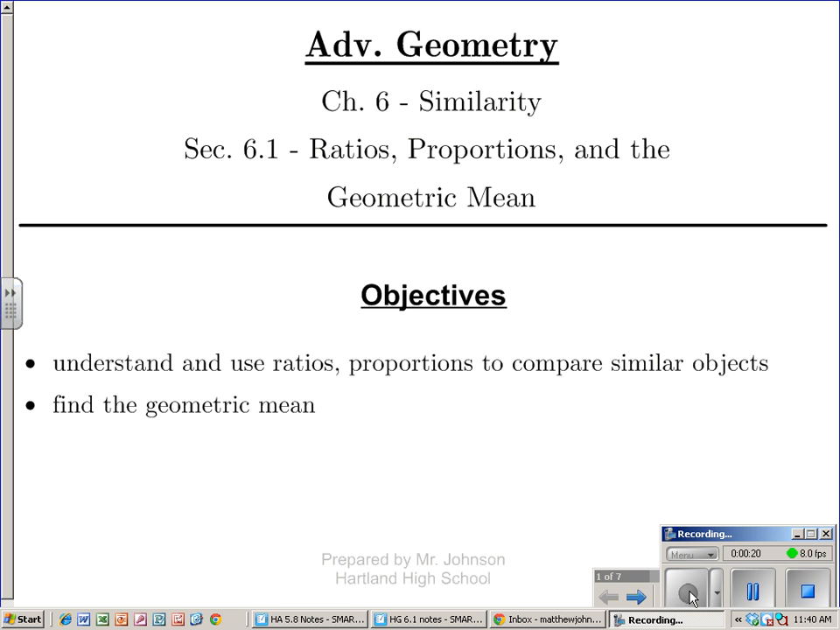I guess the basic idea of similarity is you're looking at a picture very much zoomed in, and then the other image is that same thing but zoomed out. So it's the same shape. One's just bigger than the other one, okay? In this section, we're talking about the basics of how similarity works, and that's ratios and proportions, and there's another idea called a geometric mean.